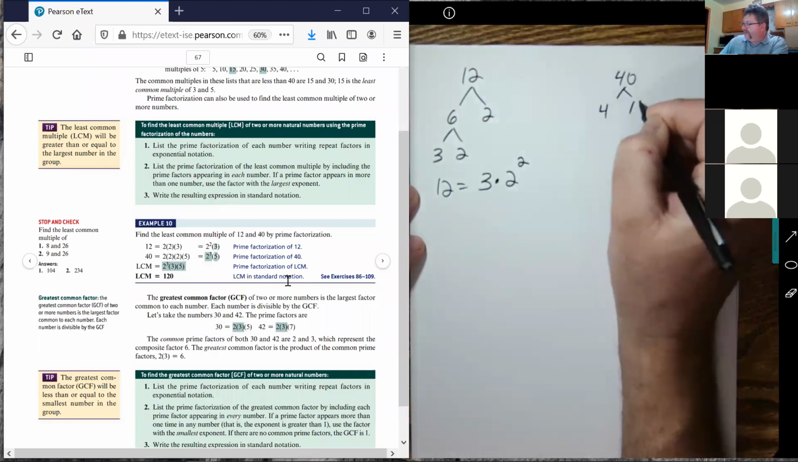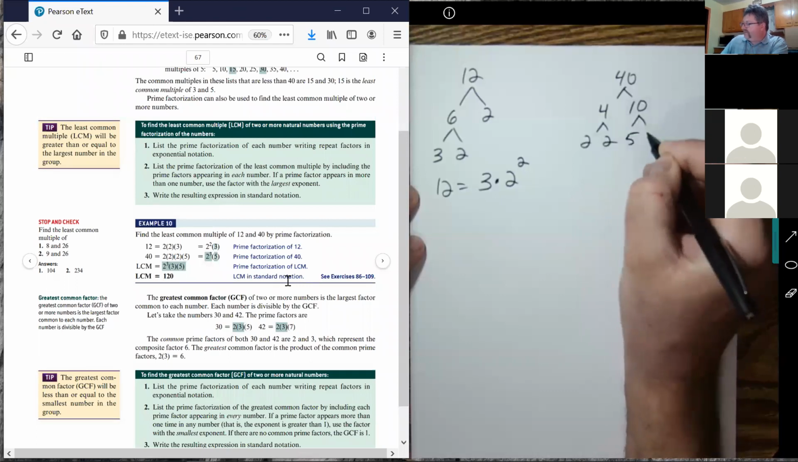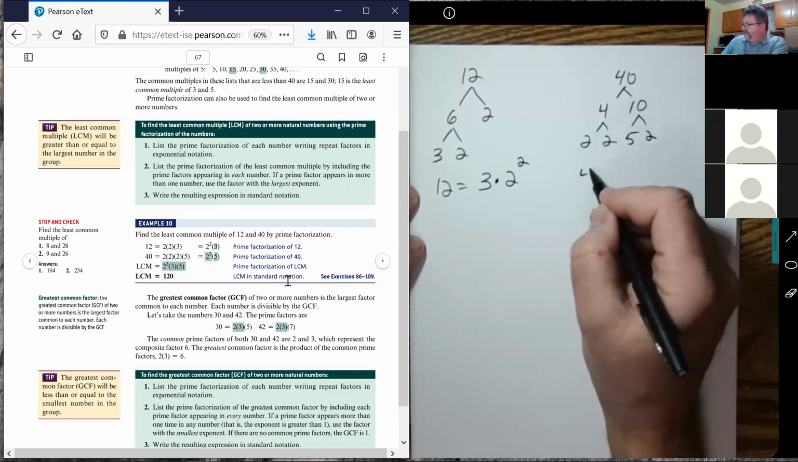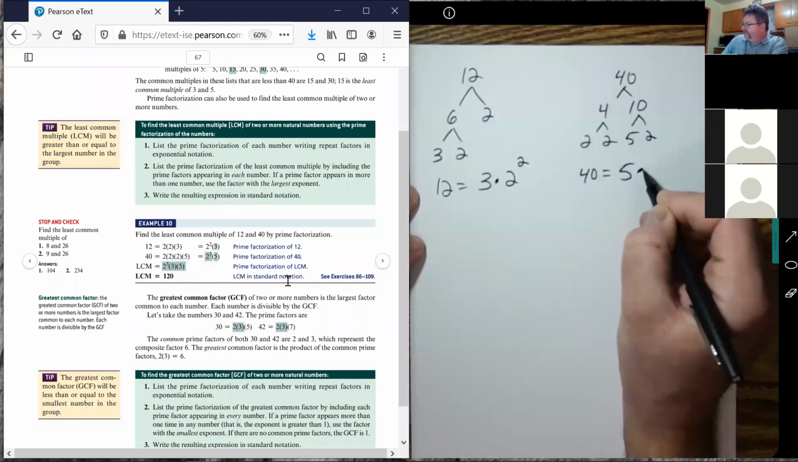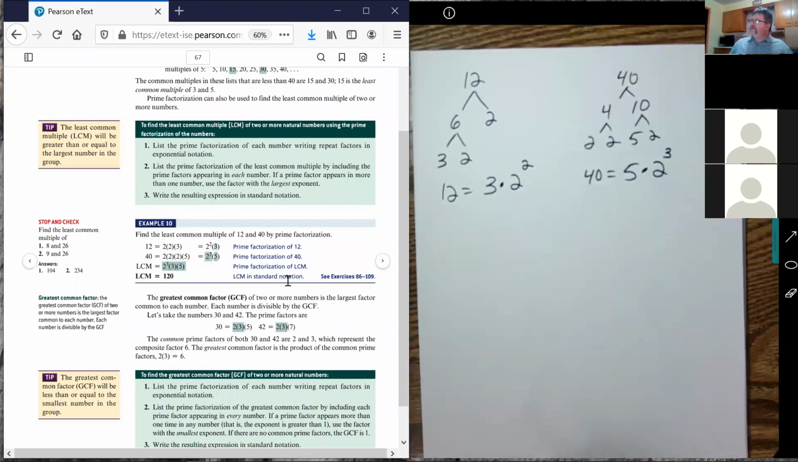Okay, 4 times 10. 2 times 2, 5 times 2. So the 40 factors into 5 times 2 cubed. All right, everybody cool with that?